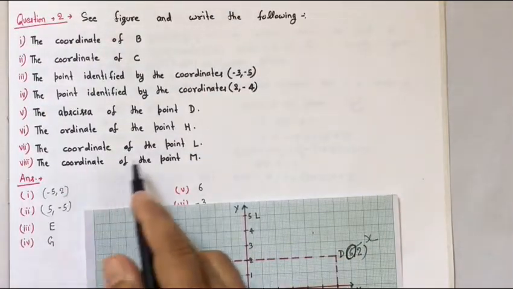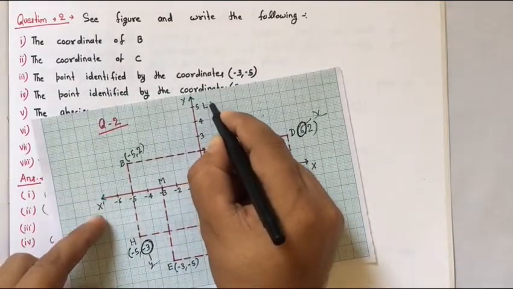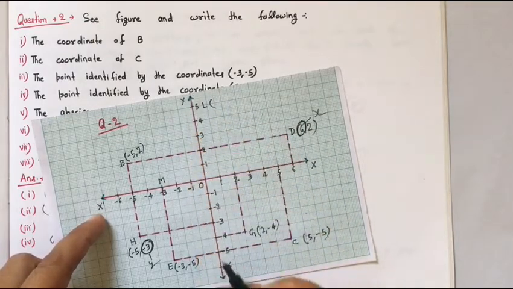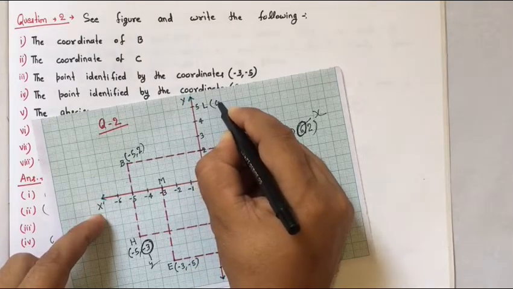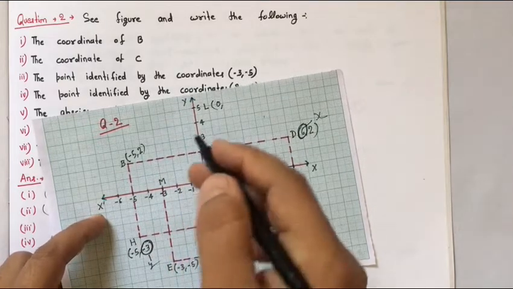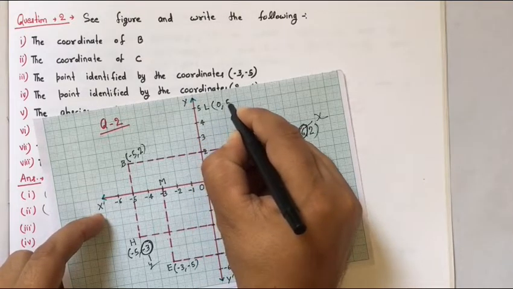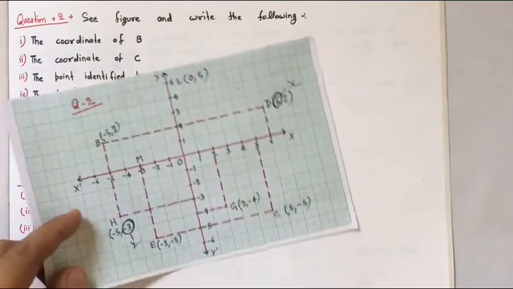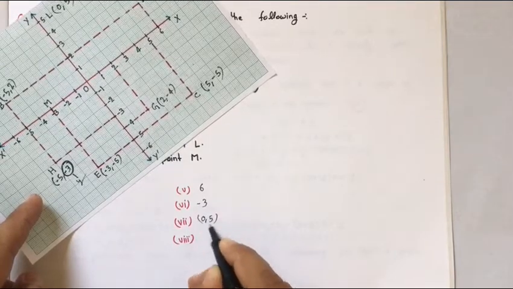Now the coordinate of point L. Where is your point L? This is your point L. Because this point L lies on the y-axis, it means that the coordinate of x is 0. First of all, one thing is clear to you. And on the y-axis, it is at 5, so write down for y it is 5. The coordinate of L is what? 0, 5. So your answer is 0, 5.